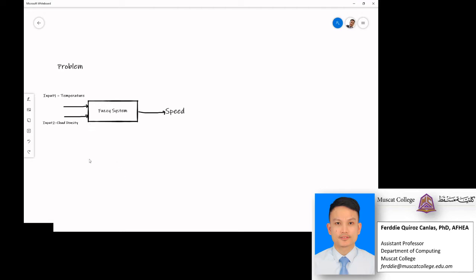Because we know if the cloud is thick or the appearance of the clouds in the sky is thick or dark, we know the tendency that rain will come, right? So these two inputs will affect how fast the driver will do the driving based on the computations we're going to perform between temperature and the cloud density. And so all of this, we have to fit it in our fuzzy system, okay? And we will be doing the calculations later on.